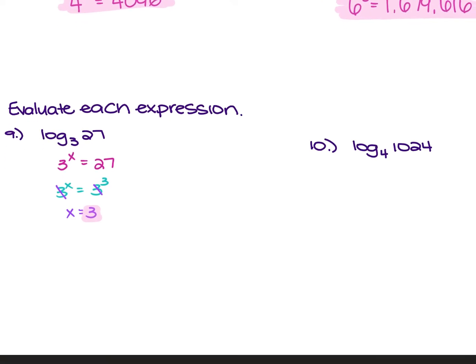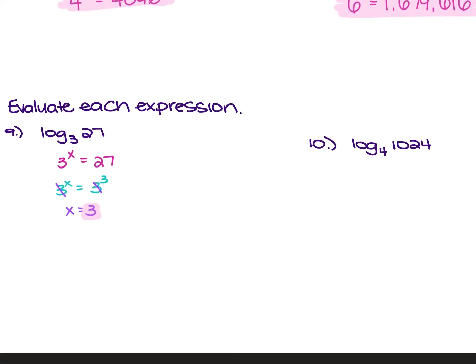For number 10, we have log 4 of 1024. So this is saying 4 to what power is 1024. If we don't know off the top of our head how many times 4 is raised to a power to get us to that 1024, we can start by just finding the prime factorization or dividing it by 4. 4 goes into 10 twice with 2 left over. 4 goes into 22 5 times with 2 left over. 4 goes into 24 6 times.